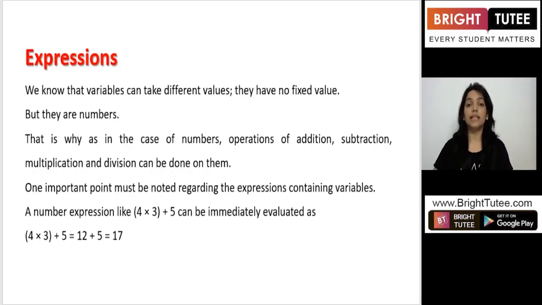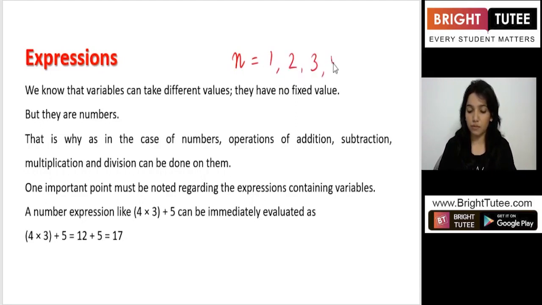But what we know is that these variables don't have a fixed value, but they are numbers, right? So for example, if you choose n as the variable, we can keep the value of n as 1, 2, 3, 4, etc., anything. So these variables are not fixed, but they have a particular value. That is why, as in the case of numbers, operations of addition, subtraction, multiplication, and division can be done on them, because they are numbers and it's simple to use these operations over numbers.